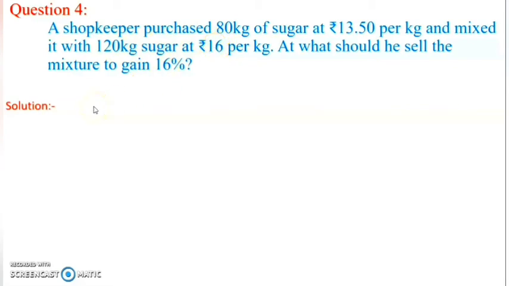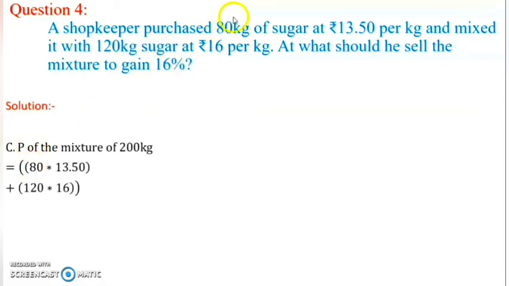So this gives the total cost price to be equal to 80 into 13.5 plus 120 into 16, which comes out to be 1080 and 1920, and the total cost will be rupees 3000. So this is the cost price of the mixture of total 200 kg. Why 200 kg? Because this quality is of amount 80 and this is 120, so the total will be 200.